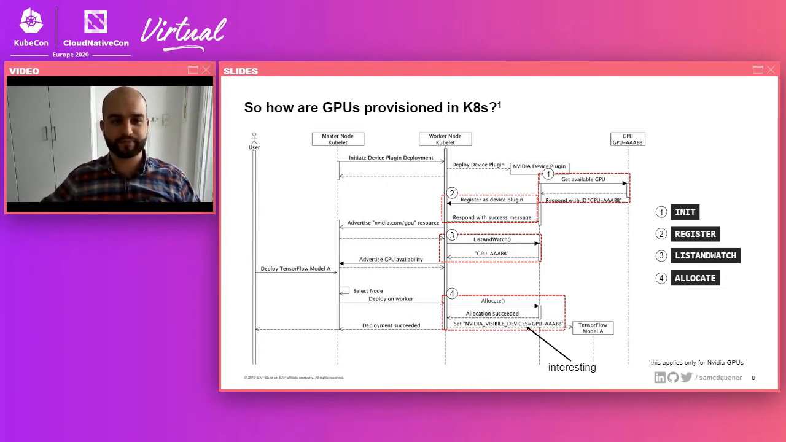Once Kubernetes receives the request to schedule the model, it allocates a GPU in stage 4, given that the user requests a GPU. And then the NVIDIA device plugin returns the environment variable NVIDIA_VISIBLE_DEVICES with the GPU ID, which is later passed to the container, which can directly access the corresponding GPU within the container. And this is where it gets very interesting for our implementation. And actually, this was the whole magic of provisioning a GPU.